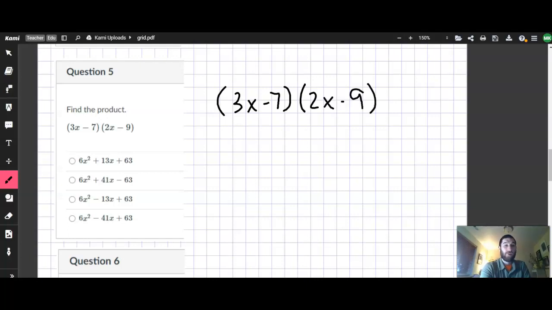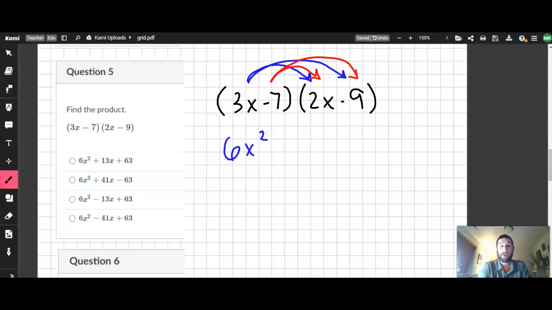And so, doing that multiplication, I'm going to go ahead and just distribute 3x times 2x, 3x times negative 9, and negative 7 times 2x, and negative 7 times negative 9. So 3x times 2x is 6x squared. 3x times negative 9 is negative 27x. Negative 7 times 2x is negative 14x. And negative 7 times negative 9, well, negative times a negative is a positive. 7 times 9 is 63.